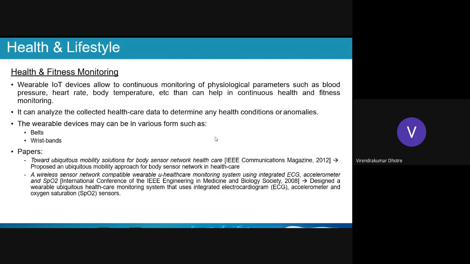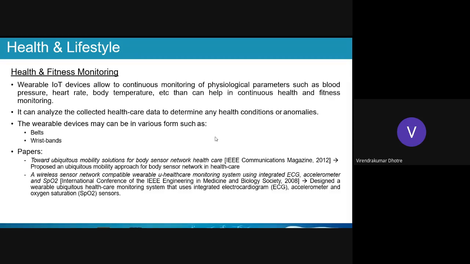Suppose heart rates are increasing, definitely this alarms the doctor and the relatives, so that suddenly we can provide medical help, maybe the availability of a doctor on time, providing the necessary medicines. This we can do based on the analyzed data, and for that purpose we require to collect the data using sensors: heart rate sensors, blood pressure sensors, body temperature sensors, sugar level sensors, like this.